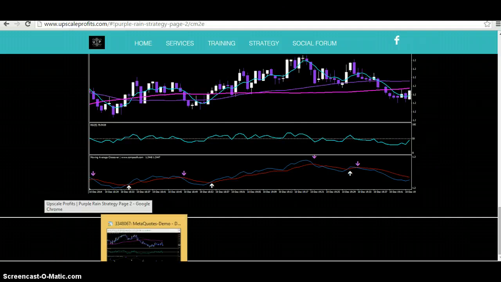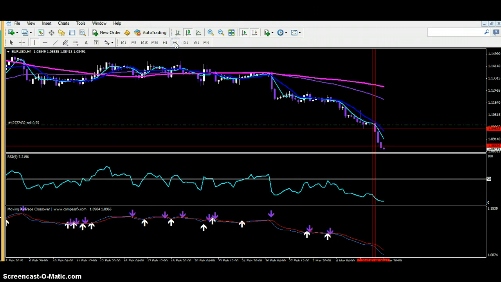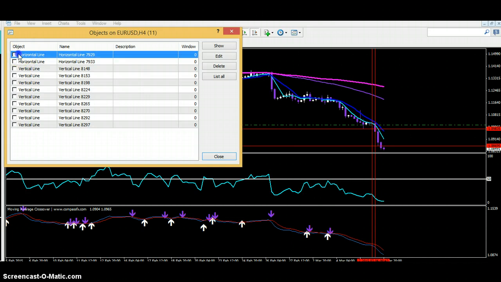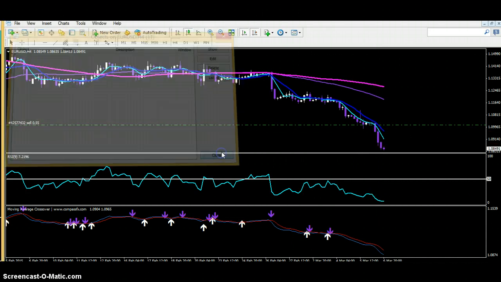Okay, so how do you enter a trade? When I go to take a trade using the purple rain strategy, I always go to the 4-hour chart. Ooh, let me take these drawings off, just one second. A lot of stuff I was training myself with. Okay, so take those lines off.